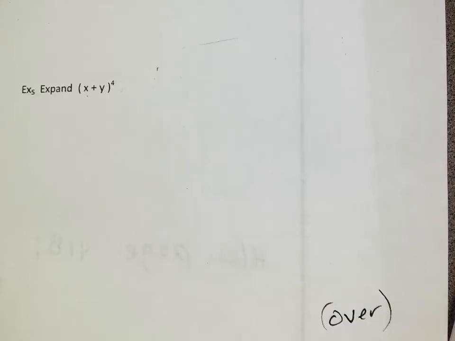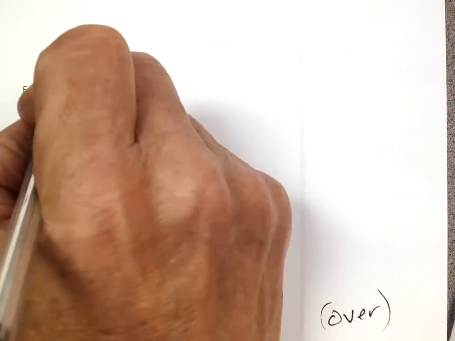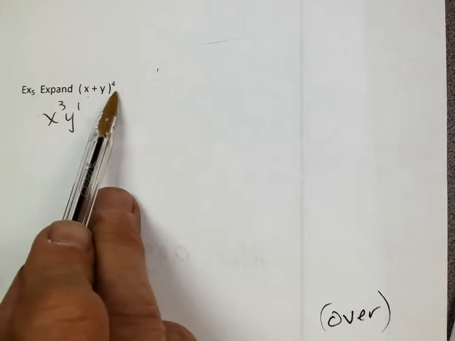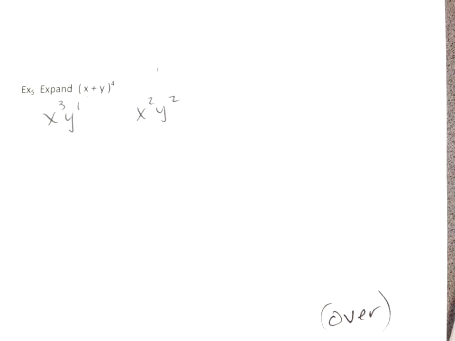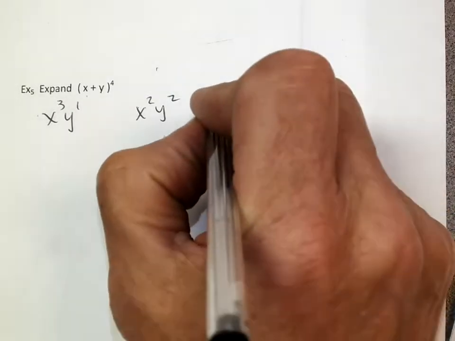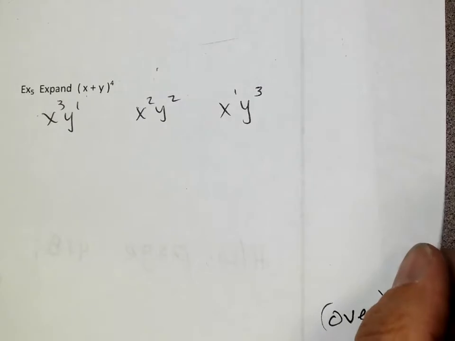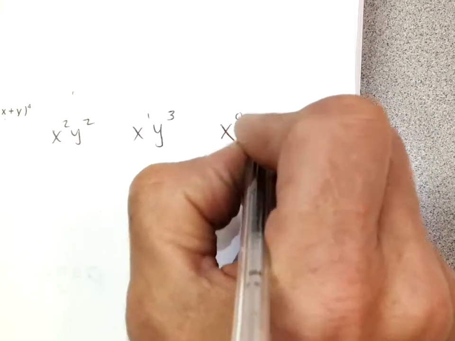Of course, somebody's going to ask Mr. Davies, do we have to write y to the 0? No, you don't. I just like to write it, okay? Because that way you see how it works. I'm going to do an x to the 3 and a y to the 1 because I need the exponents between the two to make 4, right? I'm going to go x2, y2. Okay, I'm going to go x1, y3. And then finally, I'm going to do x0, y4.